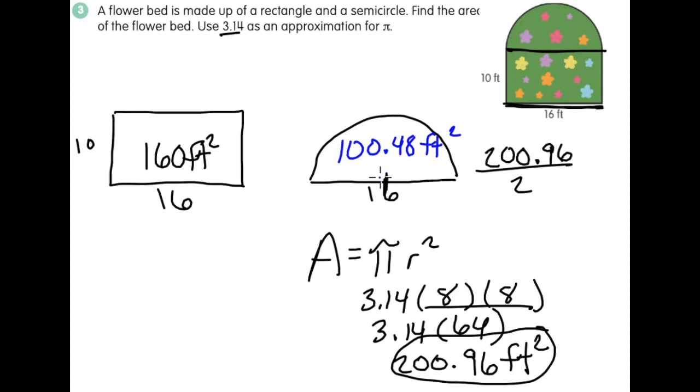So now we want to add these two together, and 160 plus 100 leaves us with 260 and 48 hundredths feet squared as an approximation for our area of this flower bed. And the reason we have to approximate is because we did plug in 3.14 for pi here, which is an approximation for pi.